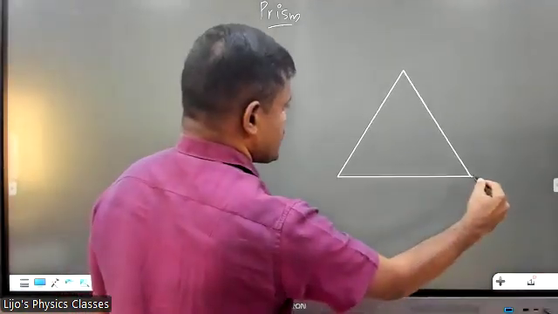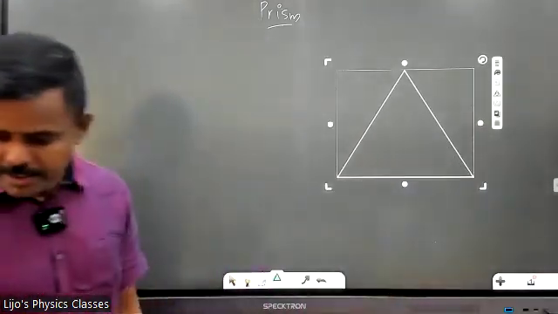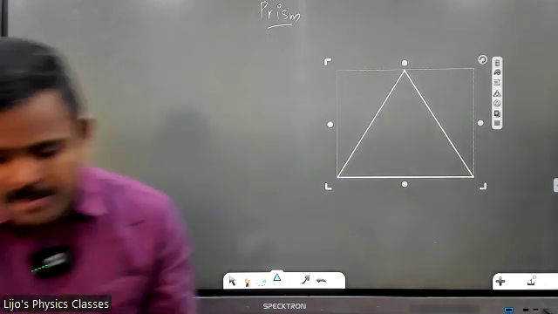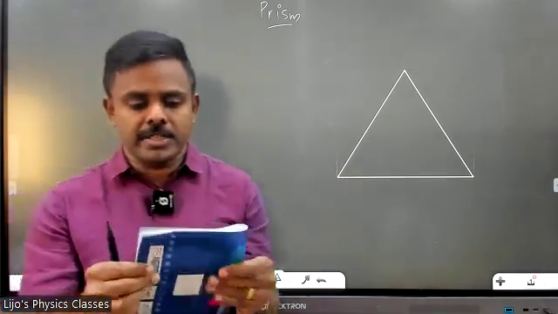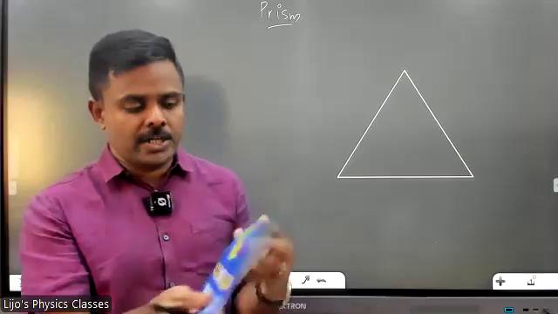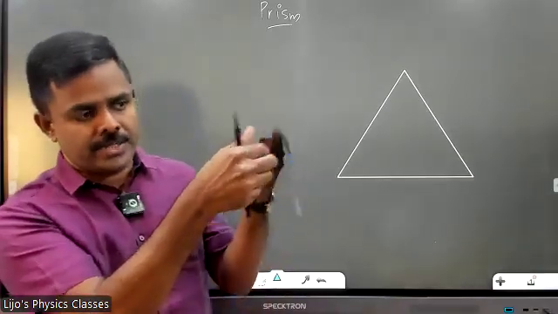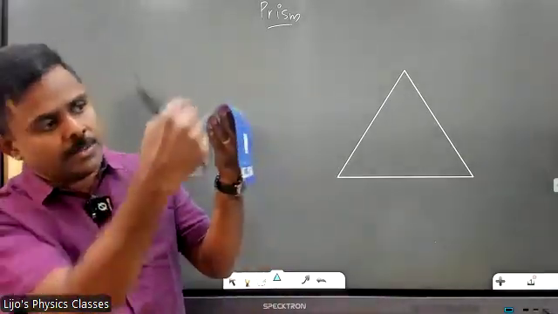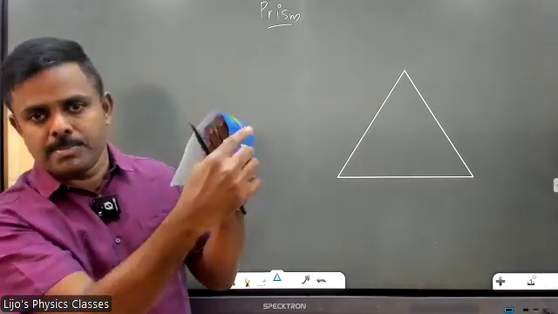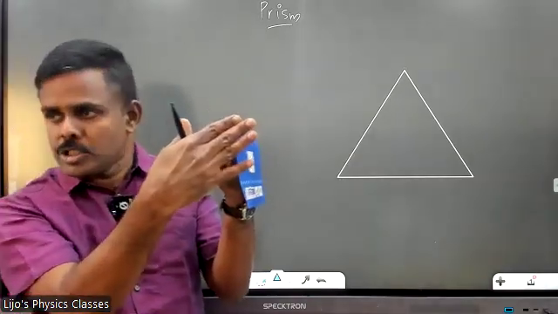Now, this is the cross section of a prism. A prism looks like this. The cross section of a prism is triangular in shape. This is called the principal plane of the prism.